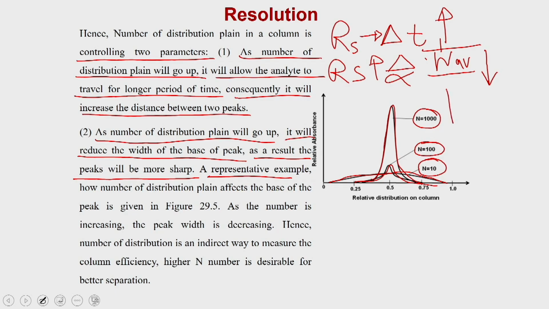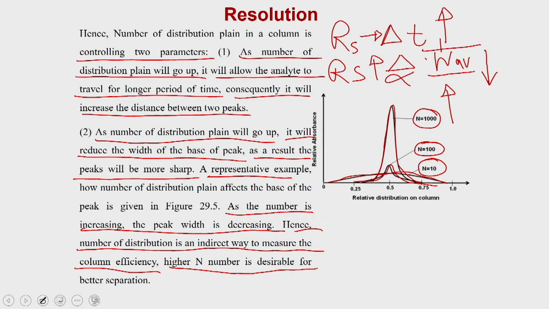Which means if you increase N, you are going to reduce the base width, and as a result the peaks are going to be sharper and sharper. As the number is increasing, the peak width is decreasing, hence the number of distribution planes is an indirect way to measure the column efficiency. A higher number is desirable for better separation.